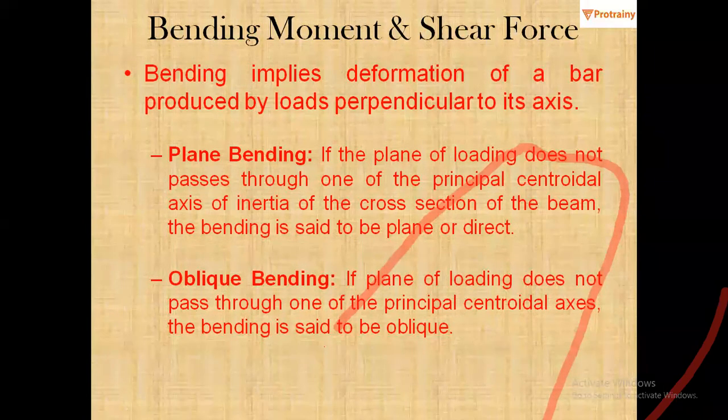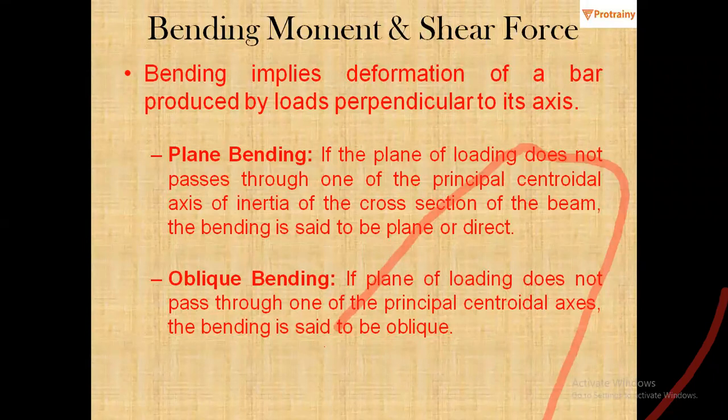Next is bending moment and shear force. After supports, we have bending moment and shear force. So bending implies deformation of a bar produced by loads perpendicular to its axis. That is what bending is. Deformation of a bar, जैसे bar हुई या beam हुई या slab हुई, deformation of these elements by loads perpendicular to its axis. ठीक है ना, उसके axis के perpendicular load लगेगा, and then there is going to be a deformation which is called bending.